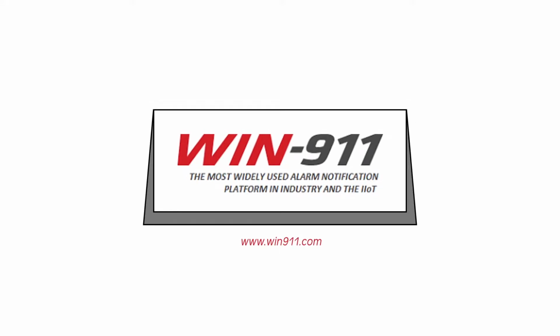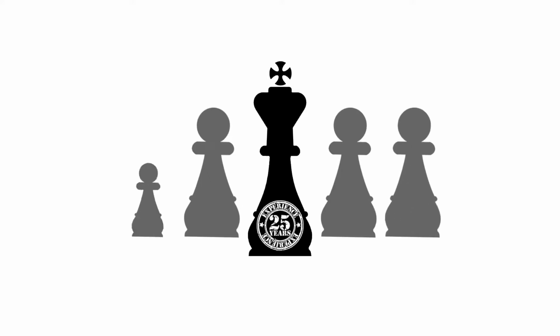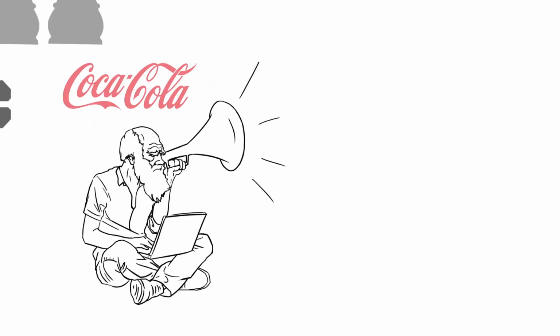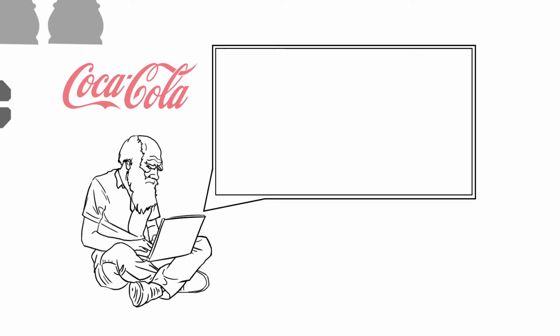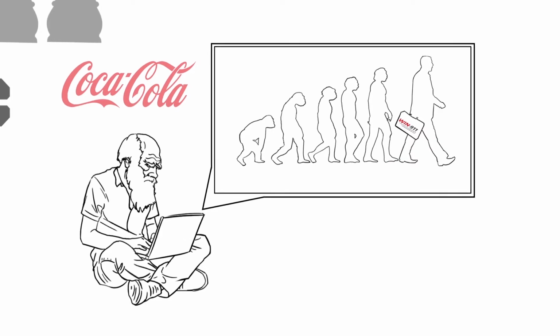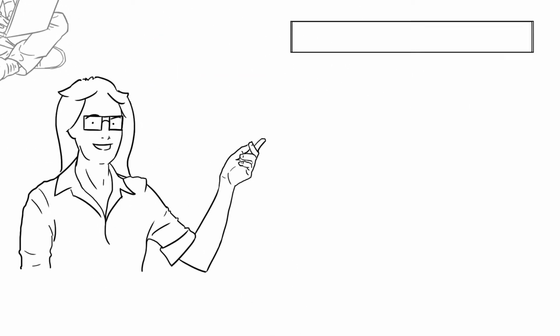WIN-911, the next generation of alarming. We have been the industry leader for 25 years, trusted by the world's most renowned brands. We listened to the market and created a new product that will be better able to handle the changing IIoT landscape. Here are some differences and improvements over our legacy version 7 product.